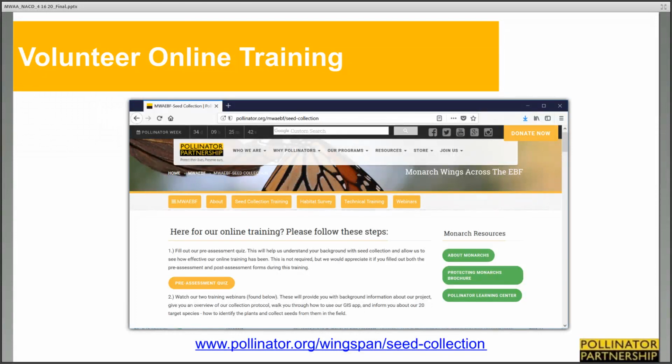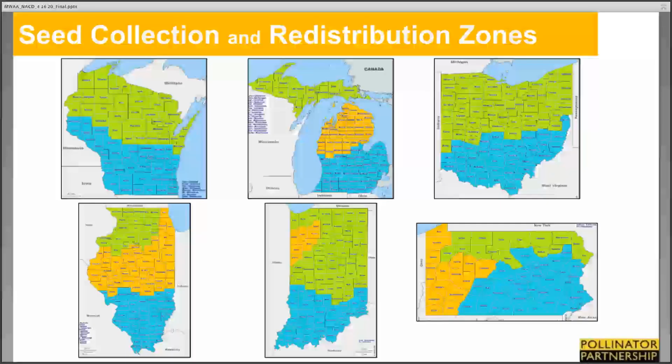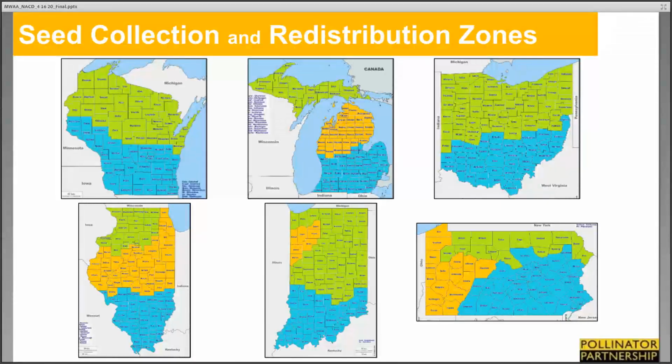So we do have our volunteer online training portal. So you actually can get trained in the seed collection protocol and become a volunteer all online. Especially important right now since we're all sheltering in place. We did have plans to do in-person workshops again this year, but if that doesn't happen, we do have this online resource available. The website's down there, pollinator.org.